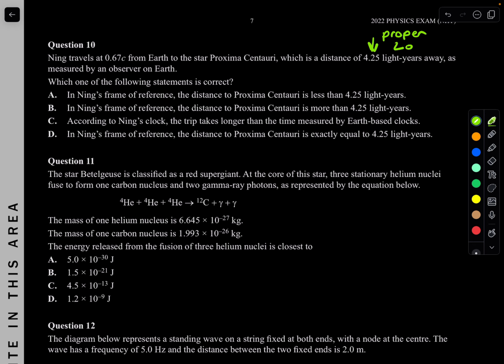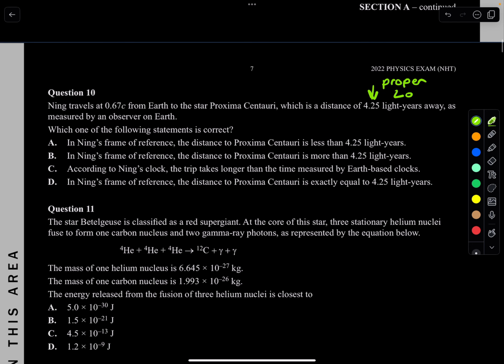In Ning's frame of reference, the distance to Proxima Centauri is less than this. Okay, so in Ning's frame of reference, there's going to be length contraction. And remember, length contraction is L equals L naught over gamma. So this value here should be less than this over here, because length is going to be contracted. So in Ning's frame of reference, she's going to see the length contracted. So the distance to Proxima Centauri is less than 4.25. Yes, it is less, because she sees it less in her frame of reference. That's correct.